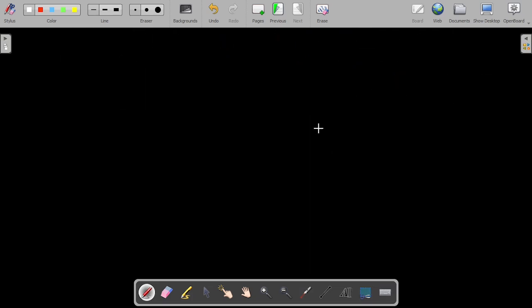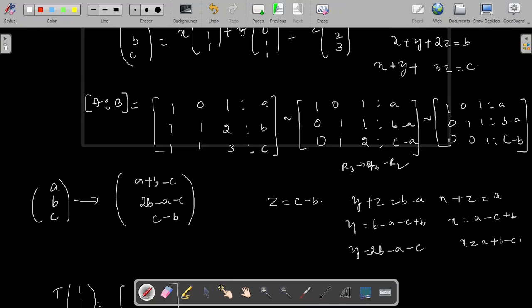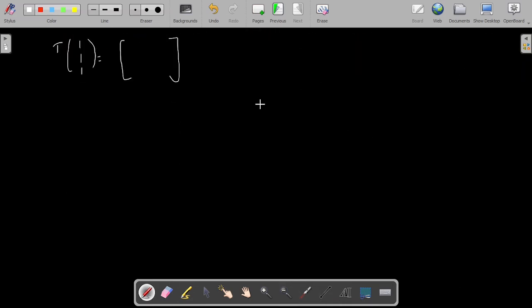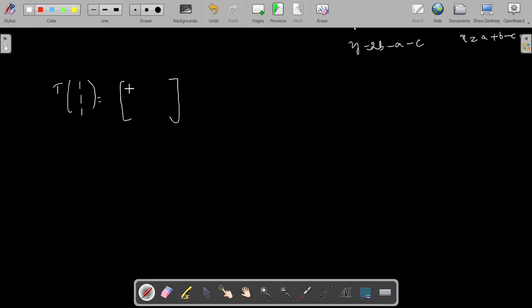So first you find out what is T of 1 1 1. This is nothing but AU, A into U. What is this transformation represented by this matrix? A is 1 minus 2 1, 3 minus 1 0, 1 4 minus 2. Where does 1 1 1 go after applying the transformation? So you can check this goes to 0 2 3.